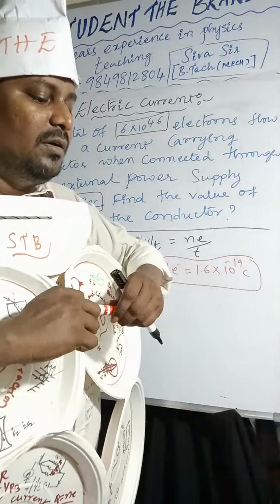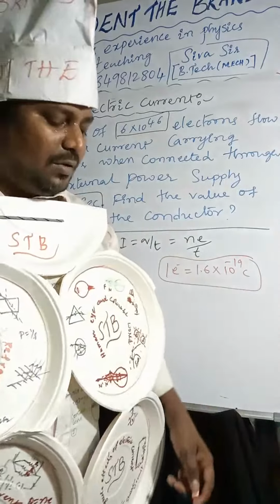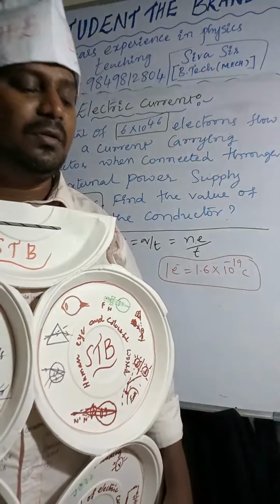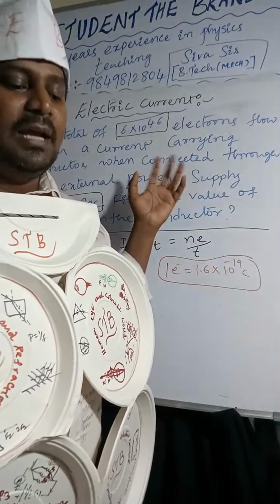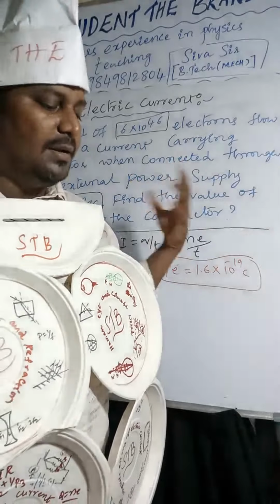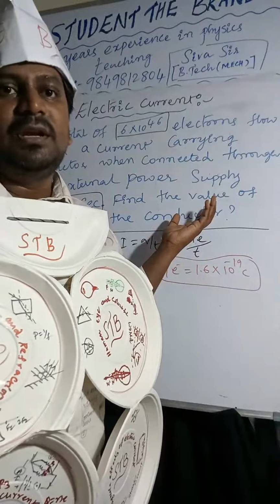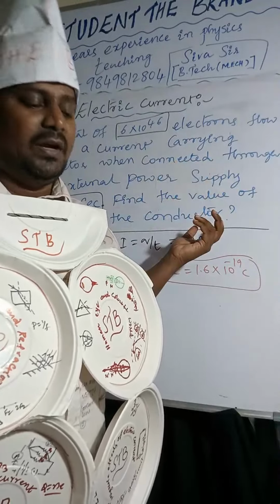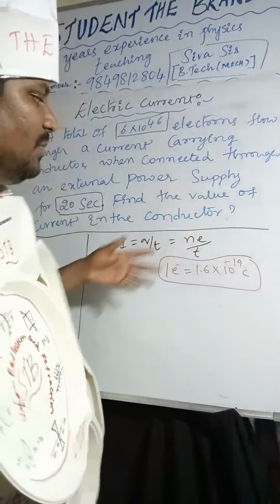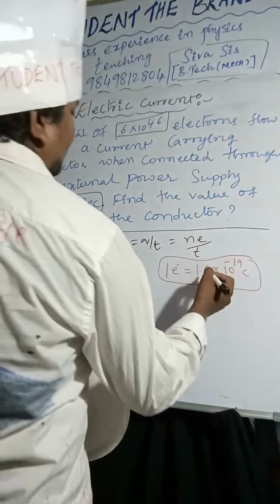That time, what will you do? If you are not knowing this value, you will do it wrong, you'll get tension, and you'll panic. They didn't give the value, so how do we solve it? Only two values are given. If you remember that value, we know I equals NE by T.